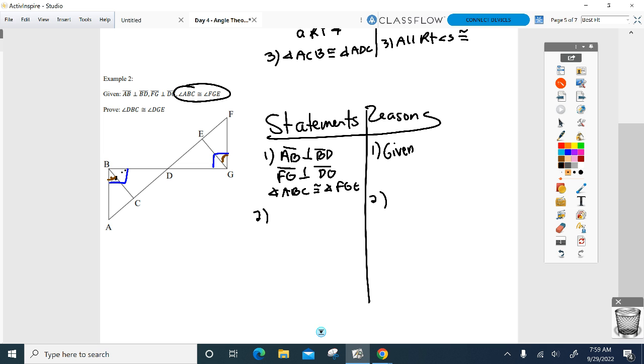Same way I got up there. Have you told me yet, in your statements and reasons, that they're right angles? Oh, we better do that before you tell me they're equal. So angle ABD and angle FGD are right angles. Are you starting to pick up on what's always going to be the reason? Same reason as above, which was perpendicular lines form right angles.